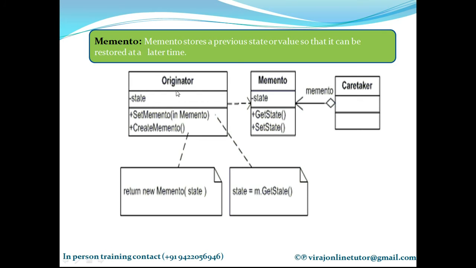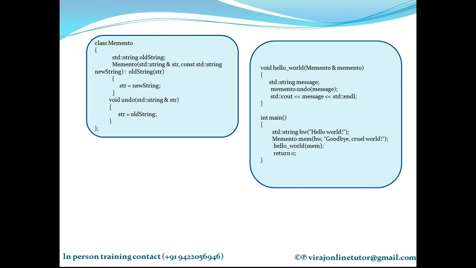Then the caretaker will perform operations on the originator, and if the caretaker wants to undo the operations performed, it will pass that memento object by calling set memento, which will internally get the state stored in the memento and set it to the state of the originator. With this we are undoing the operations that the caretaker did. Clear?